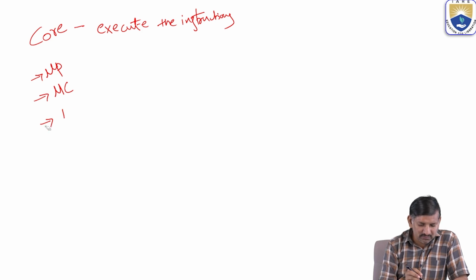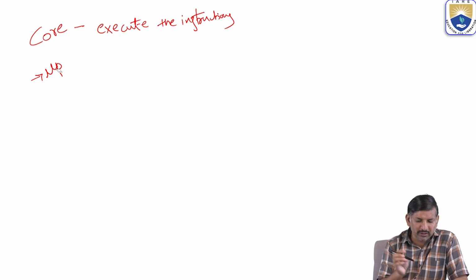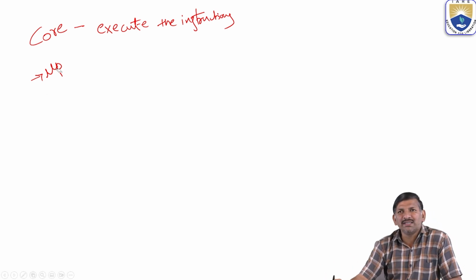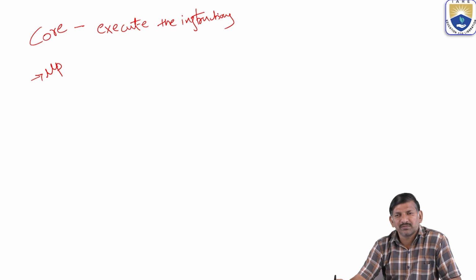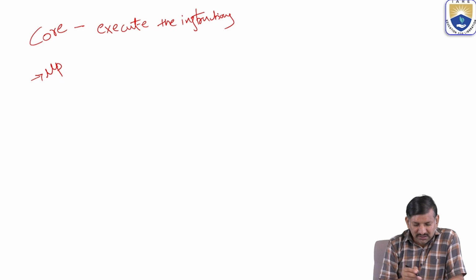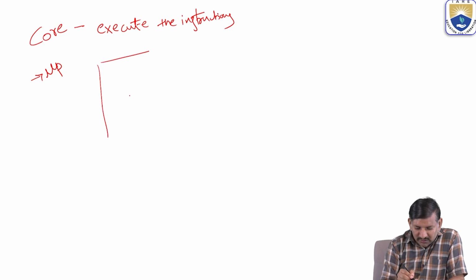First, microprocessors. What is a microprocessor? A microprocessor is a single silicon chip that represents the central processing unit, like the CPU.